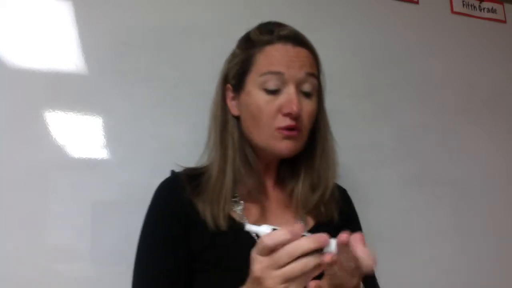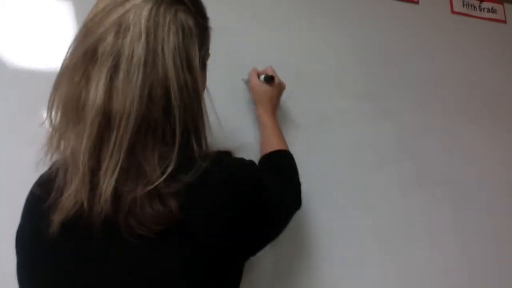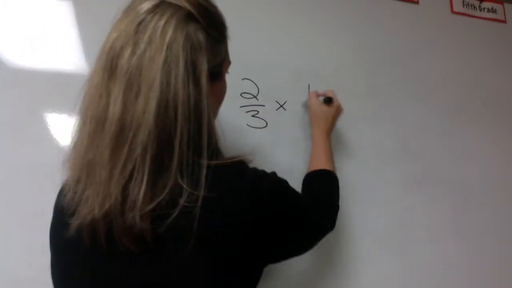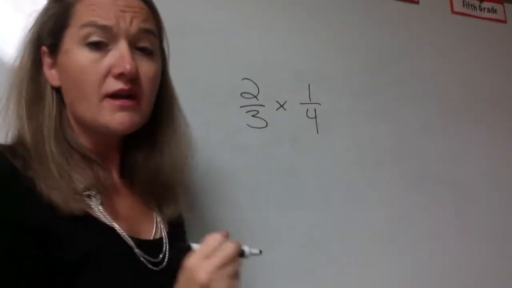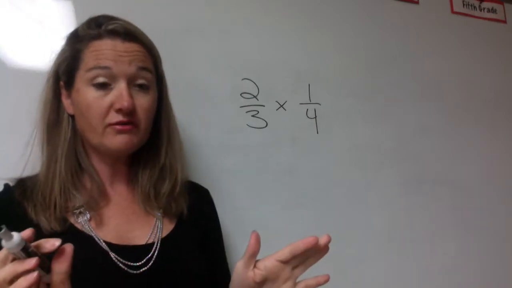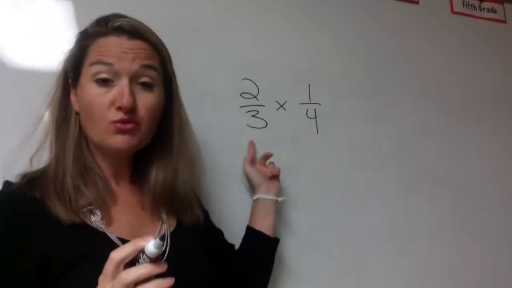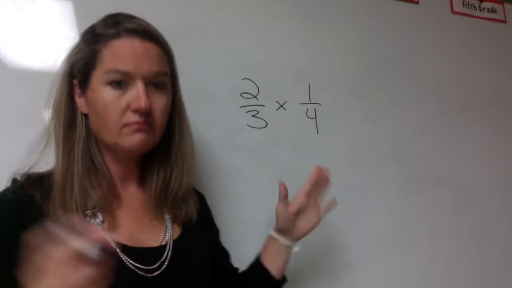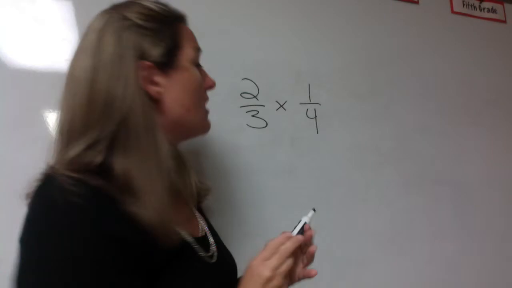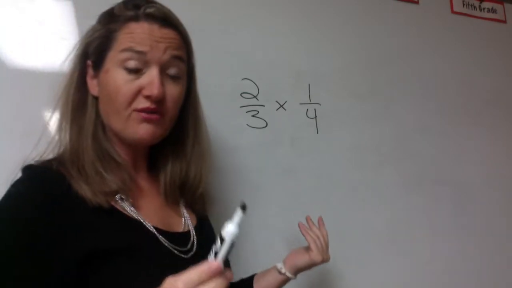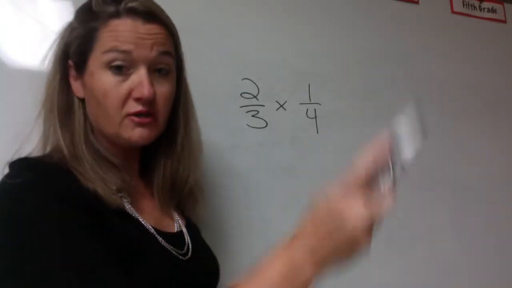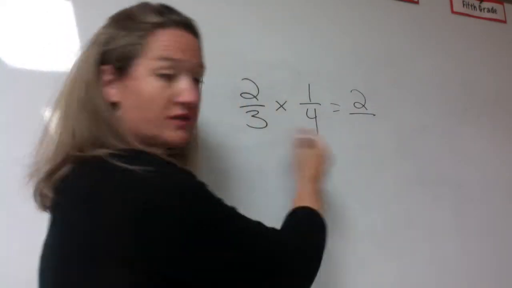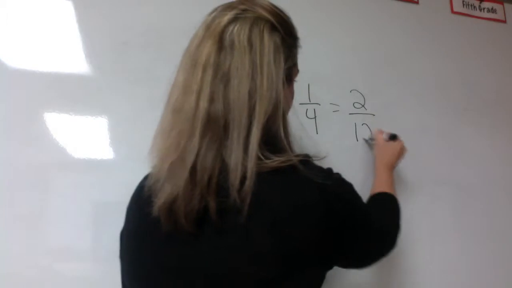All right, so multiplying fractions, say we have 2/3 times 1/4. Now, the good news with multiplying fractions is you don't need to worry about the denominators being the same. You don't have to get a common denominator. Yay, that's one less step, right? With multiplying fractions, all you do is multiply across. 2 times 1, that's 2. 3 times 4, that's 12.